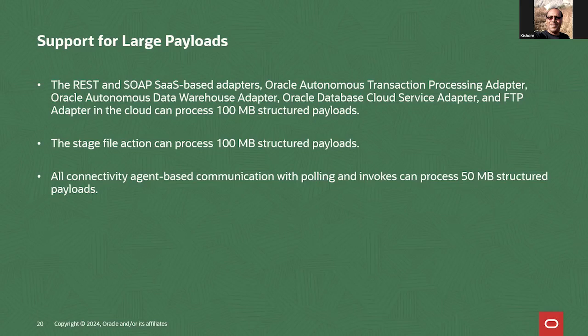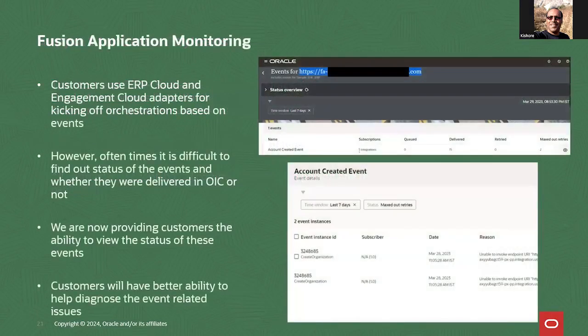So that's exactly why we introduced the stage file action to process in memory up to 100 MB. Now this is giving you more capability. Instead of processing in chunks, you can go straight to processing in memory. And if it's beyond that, maybe again you have to fall back to a design pattern of processing in chunks. Okay, so that's quickly about large payload support.